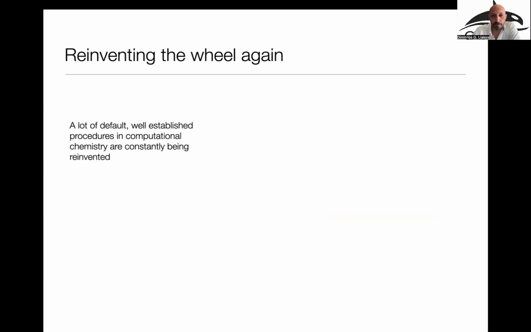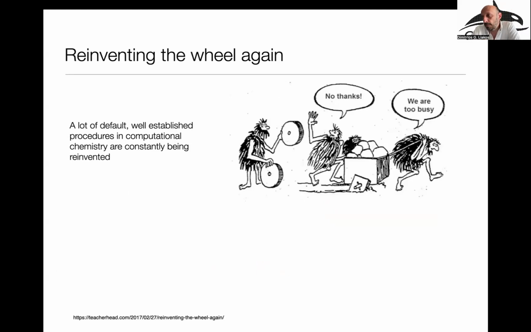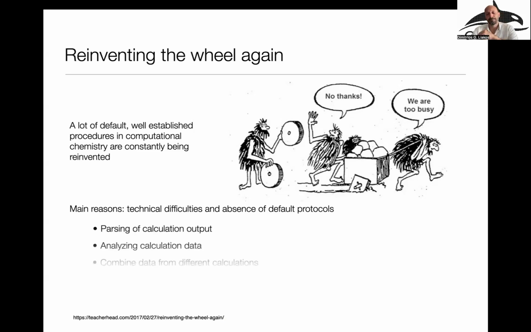the wheel. What does this mean? It means that a lot of default, well-established procedures in computational chemistry are constantly being reinvented. What are the reasons behind this? The reasons are mainly technical difficulties and the absence of some default protocols.